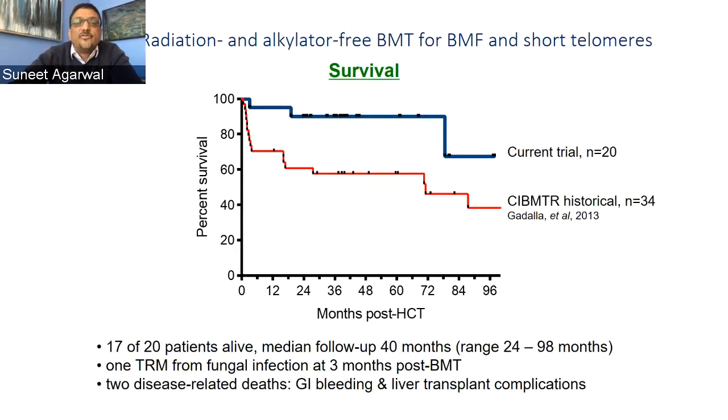This is overall survival. So 17 of the 20 patients are alive with median follow-up of 40 months, a range of 24 to 98 months. There's 1 PRM from the fungal infection at 3 months post-BMT, and 2 disease-related deaths, 1 from GI bleeding and 1 from complications of liver transplant, as shown here.